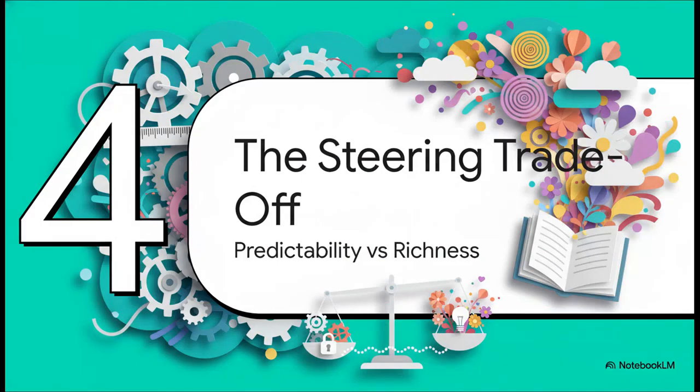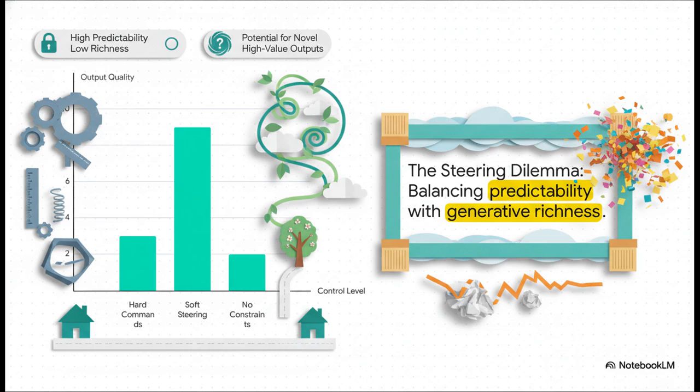Now look, this isn't magic. There's always a fundamental trade-off at play here. Every time you interact with an AI, you're making a strategic choice between how predictable you need the output to be and how much generative richness you're willing to allow for. And this chart lays it all out pretty clearly. Hard commands, they give you super high predictability, but the richness is really low. No constraints at all, that just gives you high randomness, which is almost never useful. Soft steering is that productive sweet spot, right in the middle, balancing that predictability with the potential for new, high-value outputs.